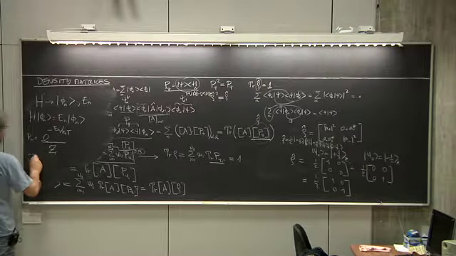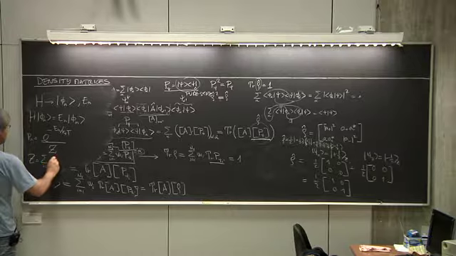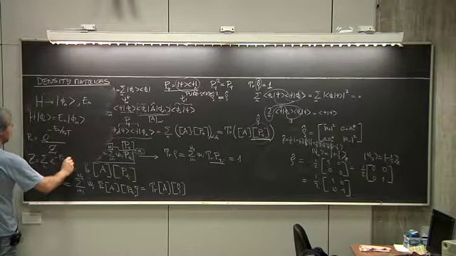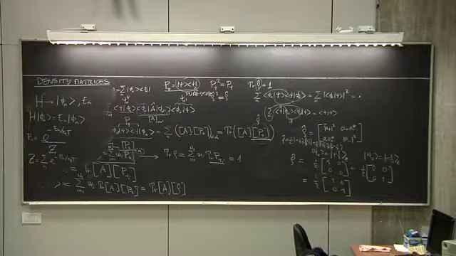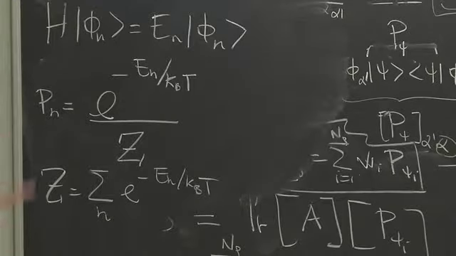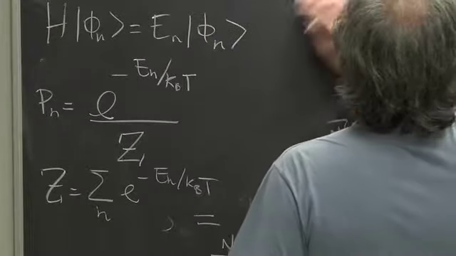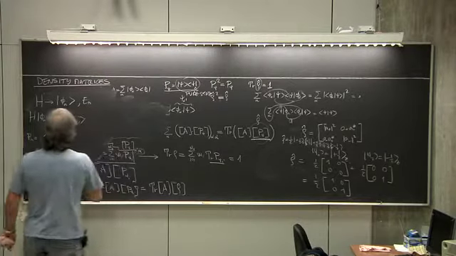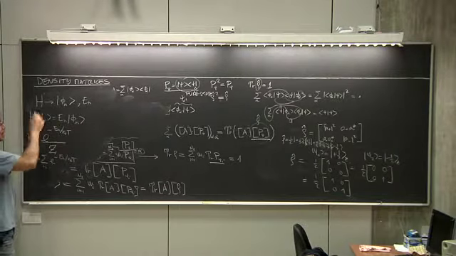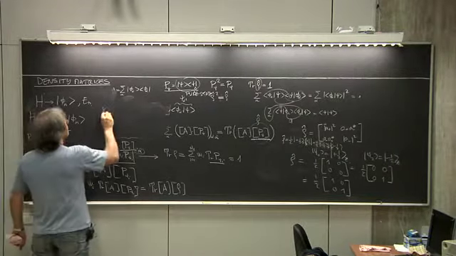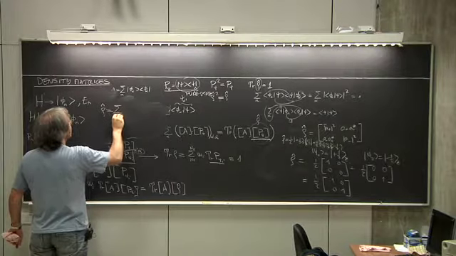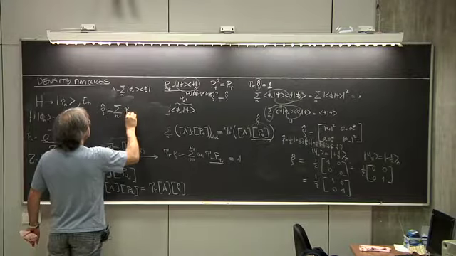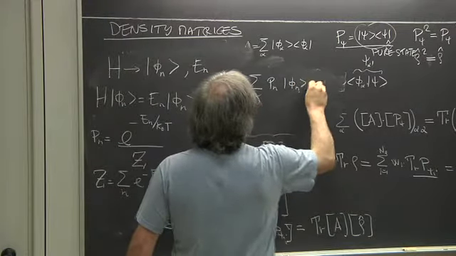So you immediately realize that Z should be equal to the sum over n of e to the minus En over kBT. Okay? What is this? The partition function. So this thing here is what is called the canonical ensemble. In other words, the canonical ensemble tells me that if I have a certain Hamiltonian at a temperature T, I should not describe the state as being in any of the states of the Hamiltonian, for instance, but being really in a density matrix which is equal to the sum over n of this probability Pn times the projector on the state phi n.